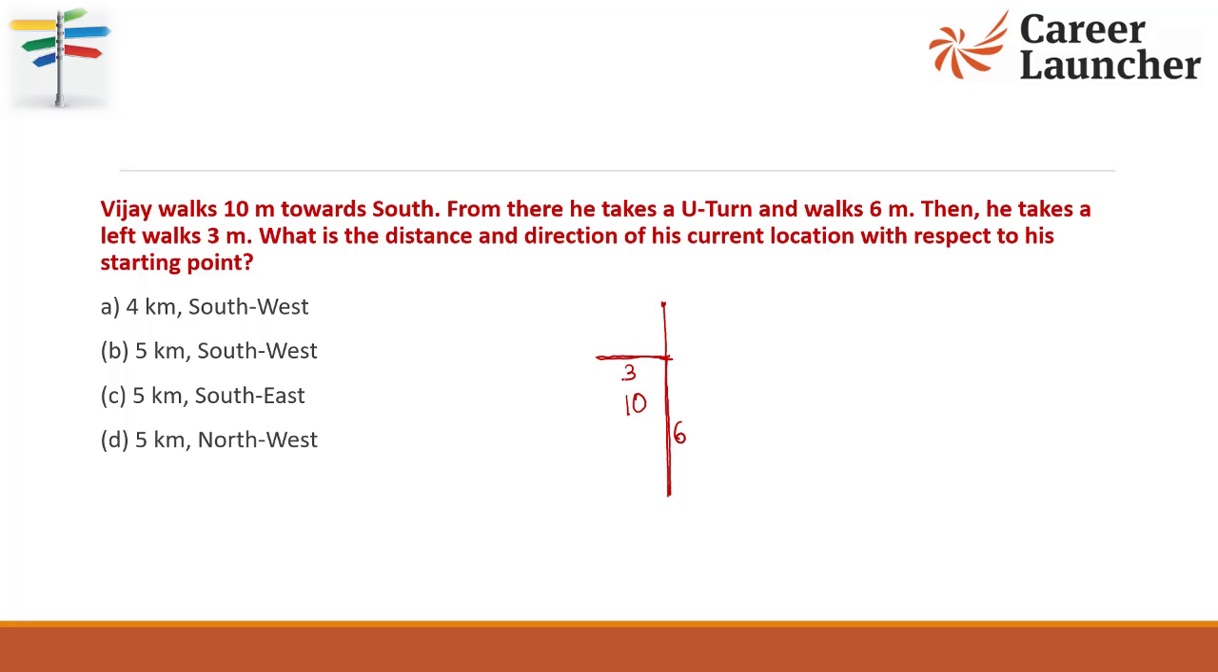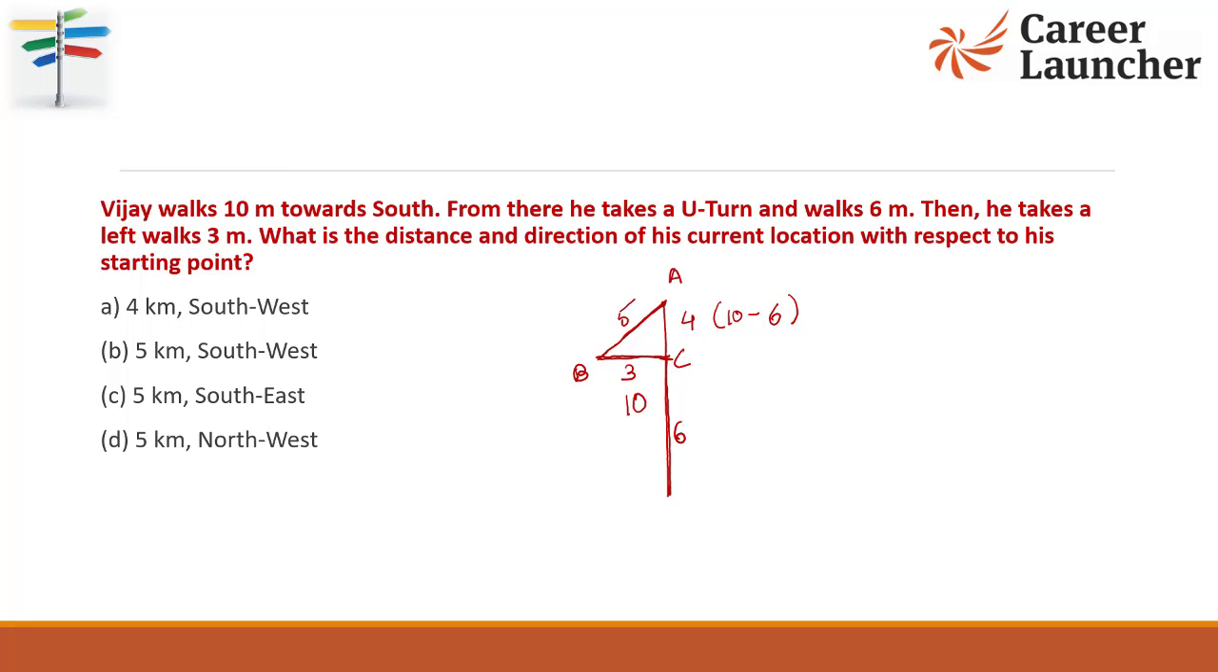What is the distance and direction of his current location with respect to his starting point? His starting point was, let's say, point A, and this is point B and this is C. BC is 3, AC would be 4, 10 minus 6. This would be 4. And we are supposed to find the length of distance AB. Again we get a right angle triangle ABC with two sides at 3 and 4, so we'll get hypotenuse as 5. So that's the distance, 5. We can see three options have 5.